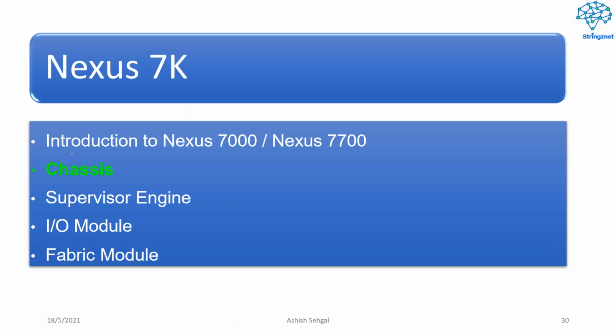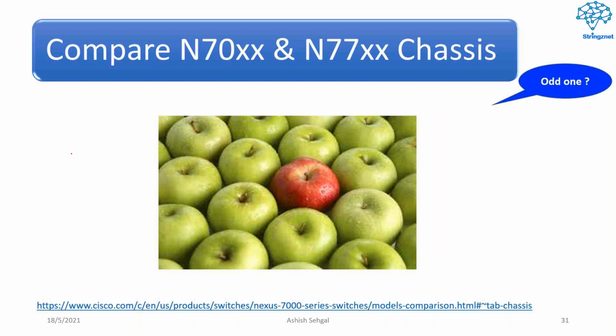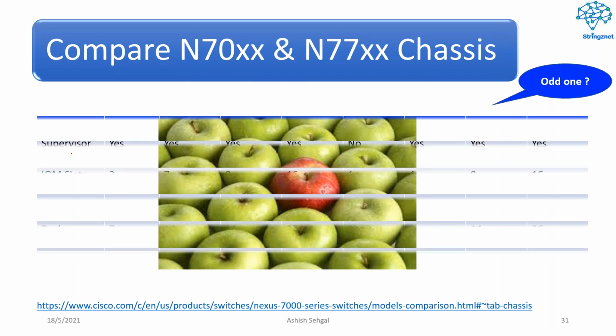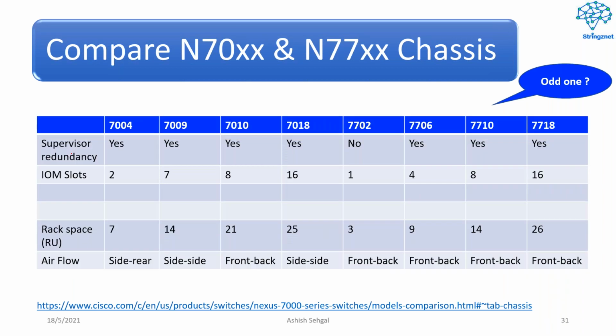We really need to be more realistic. And for the purpose of being more realistic, guys, I would request you to find an odd apple out, and then we will dissect why we are saying that this apple is an odd apple. And when I'm saying apple, I'm talking about all the models in the Nexus 7000 family, both 7000 and 7700 family, to find one odd apple out.